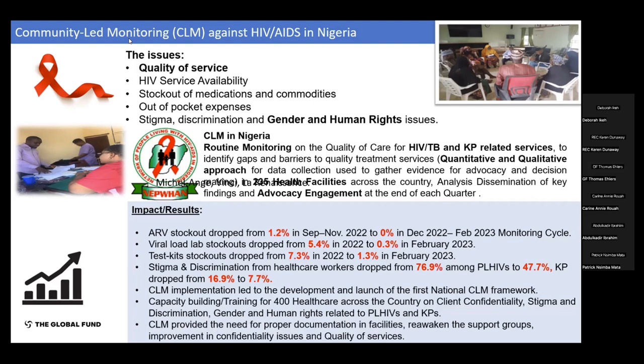We also looked at viral load lab stock out, which has also dropped from 5.4% in 2022 to 0.3% in February last month.